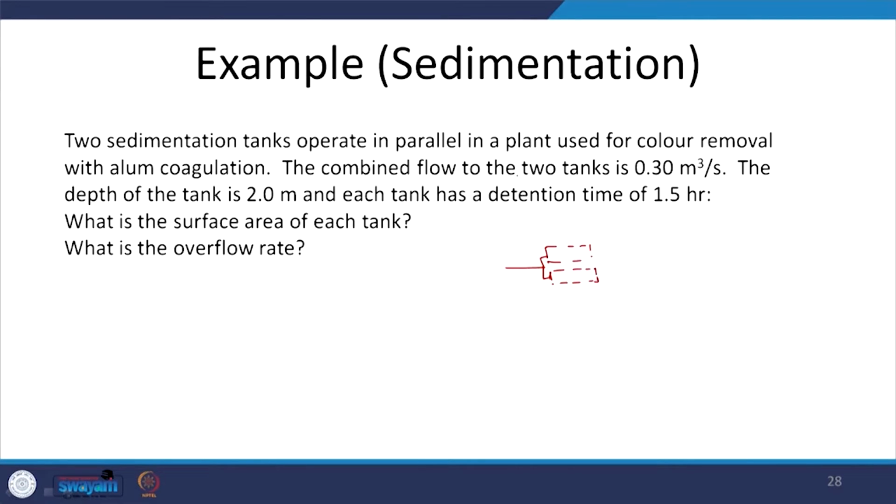The combined flow rate is 0.3, so through each it will be 0.15 meter cube per second. The depth of each tank is 2 meters and each tank has a detention time of 1.5 hours. So, what is the surface area of the tank, and what is the overflow rate? Let us say that is going to be relevant to these particular variables.